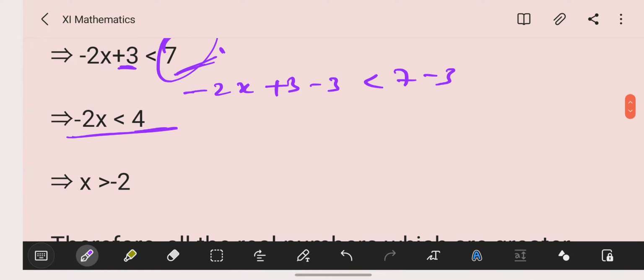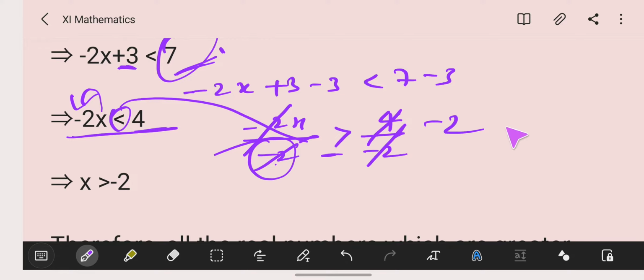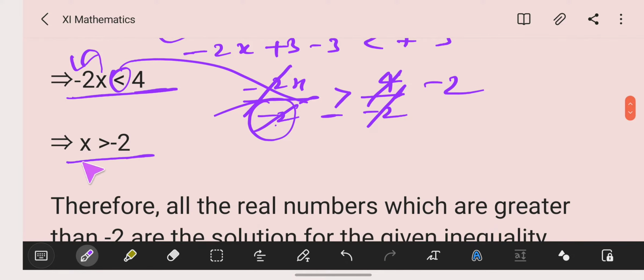Now, as you see, the coefficient of x is minus 2. So I'll divide both sides by minus 2. So minus 2x by minus 2 is more than 4 by minus 2. Remember, because I have divided by a negative number, the inequality sign gets reversed. So less than becomes more than, the minus 2 cancels, and 4 by minus 2 becomes minus 2. So x is more than minus 2 here.